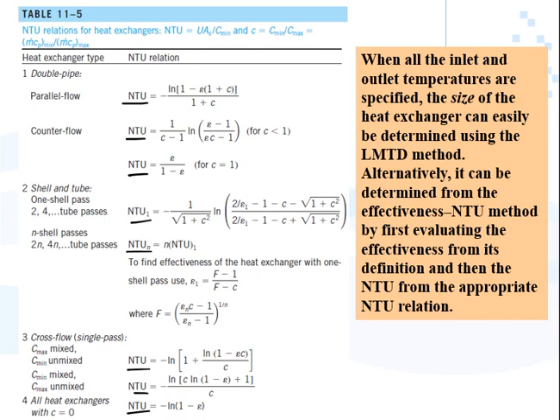Again here, if you read this box, you see that when all the inlet and outlet temperatures are specified, the size of the heat exchanger can be easily determined by using LMTD. Alternatively, it can be determined from the epsilon-NTU method, by first evaluating the effectiveness from its definition, and then the NTU, or number of thermal units, from the appropriate NTU relation.